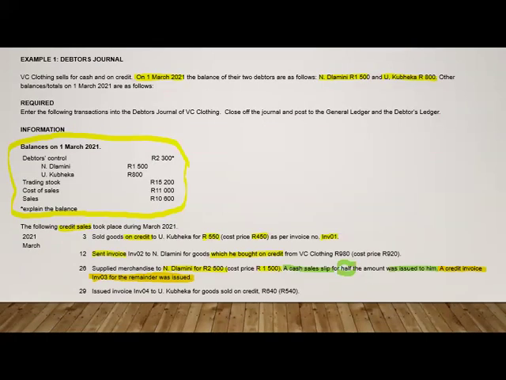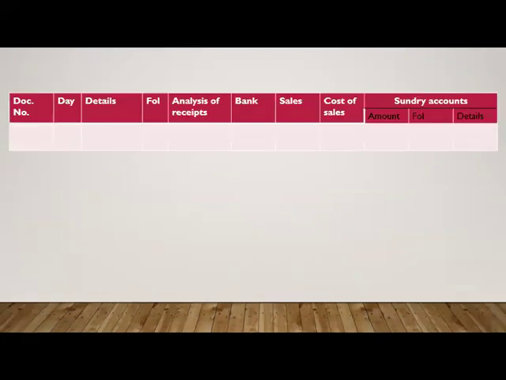The next one, it says, issued invoice 04 to Kubeka, for goods sold on credit, 640. The cost price is 540. I think that one is obvious. Wait, guys, we haven't recorded the green part. The green part goes to the CRJ.